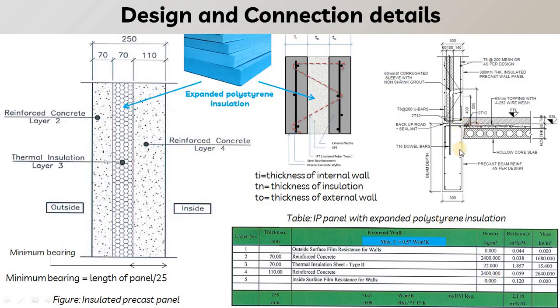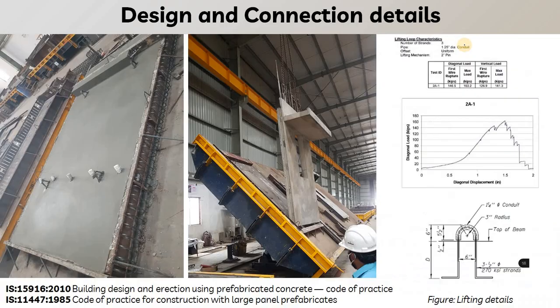Here you can see this is the panel, and here we have the hollow core slab. Sometimes we also have the nib over here, on which the hollow core slab will rest on top like this. So this is the nib part.